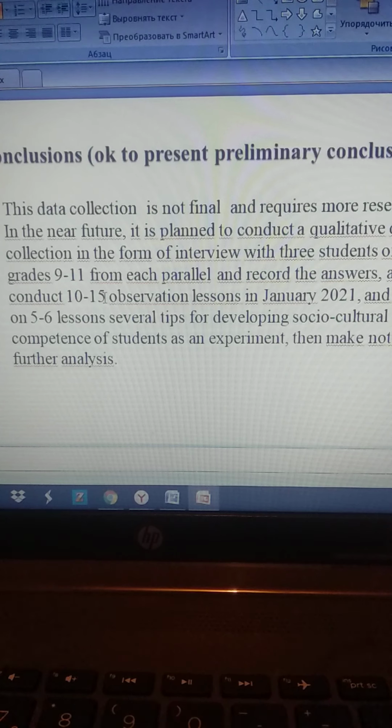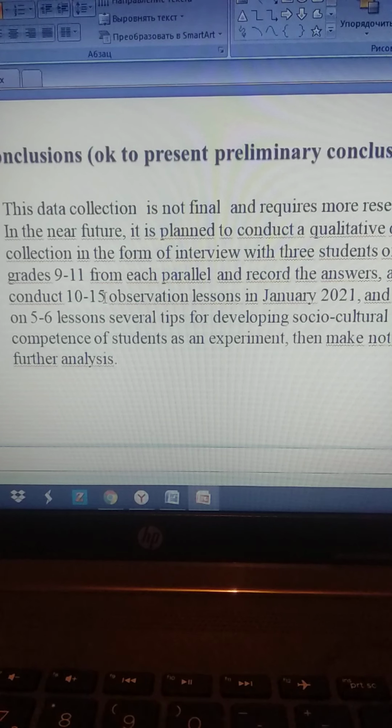Conclusion. This data collection, which I conducted, is not final and it requires more research. In the near future, it's planned to conduct a qualitative data collection in the form of interviews with 3 students of grades 9 and 11 from each parallel and record the answers.